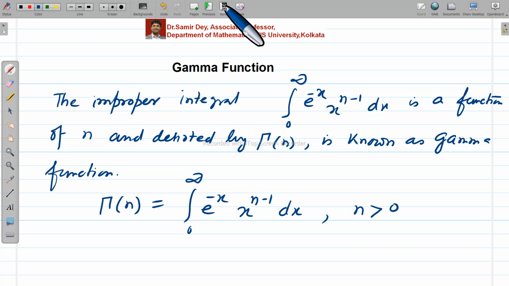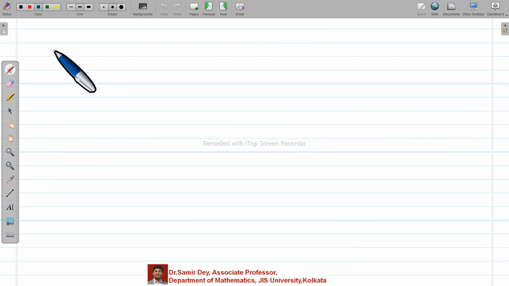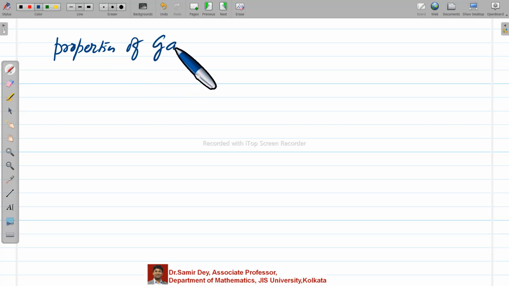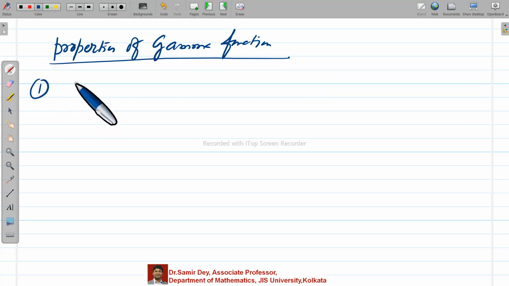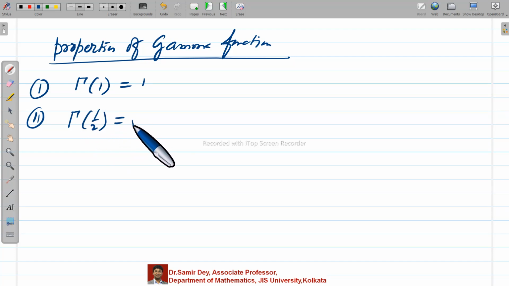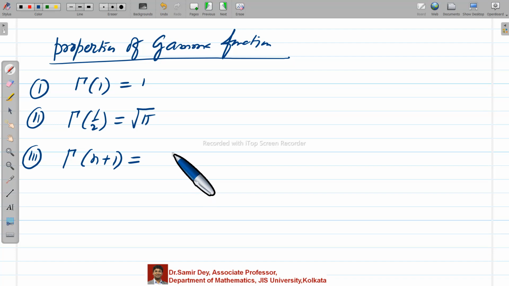Clear? Now you write down some properties of the gamma function. Number 1, gamma 1 is equal to 1. Number 2, gamma half is equal to root pi. Next, number 3, gamma n plus 1 is equal to n gamma n.